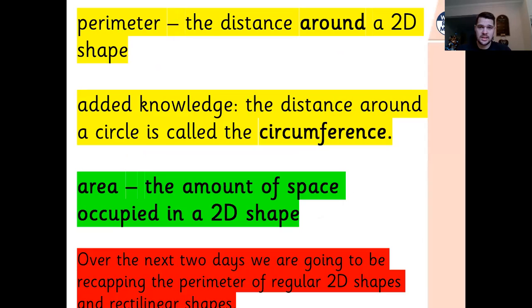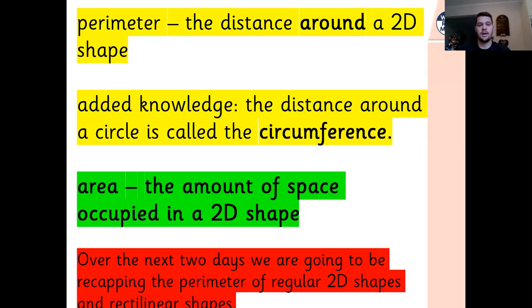So the perimeter is the distance around a two-dimensional shape. And if that shape is a circle, instead of perimeter, we describe it as the circumference of a circle, okay? Whereas area, instead of around, it's what's within the shape. Okay, it's the space occupied by a 2D shape.